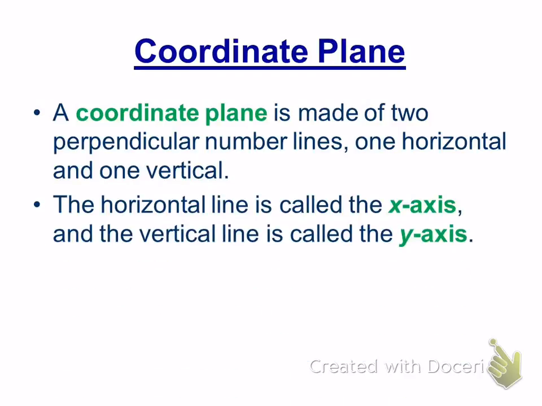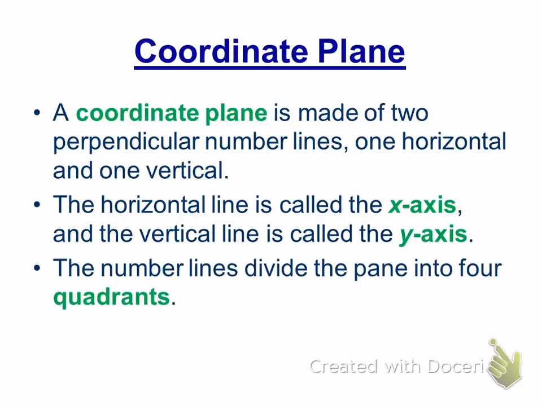The horizontal line is called the x-axis. You don't need to write this down. You really don't. The vertical line is called the y-axis, and it divides the plane into 4 quadrants, right? So that's just about everything that Elijah just said. That's what the coordinate plane is.